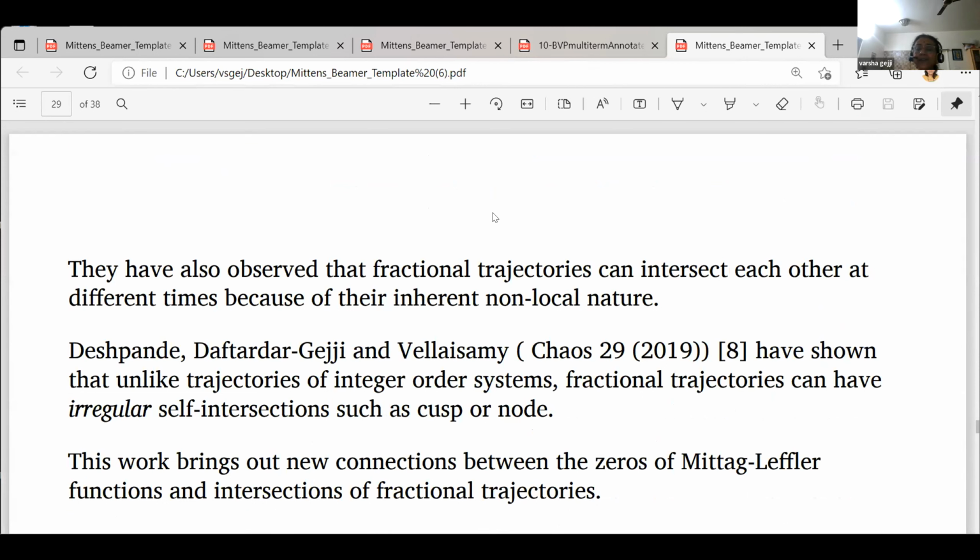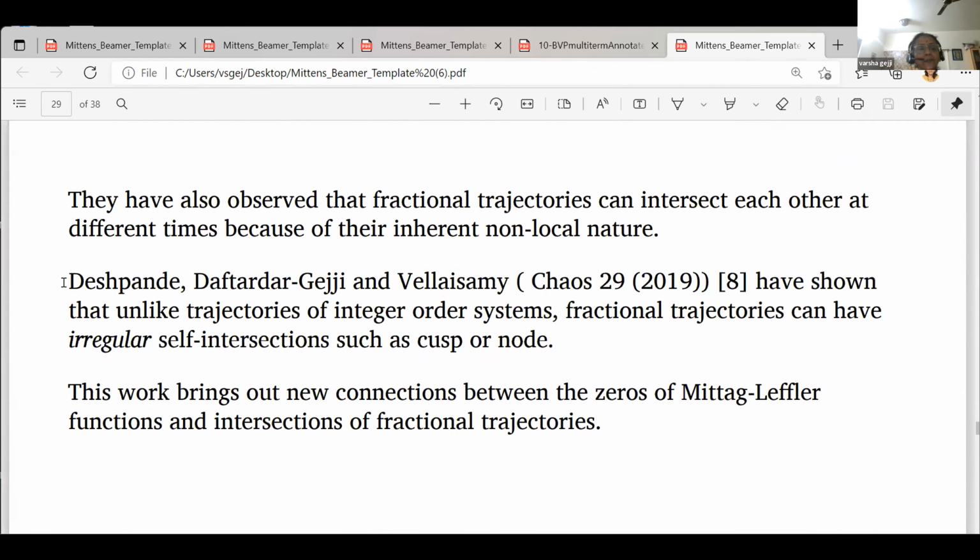They also observed that fractional trajectories can intersect each other at different times because of their inherent non-local nature. We have taken up this study further, and with my student Ameya Deshpande, we have shown in this paper, which has appeared in Chaos, that unlike trajectories of integer order dynamical systems, fractional trajectories can have irregular self-intersections such as cusp or node. This is something very fundamentally different that is happening in fractional order dynamical systems. And the onus goes to the fact that the Mittag-Leffler function can vanish at points in the complex plane.